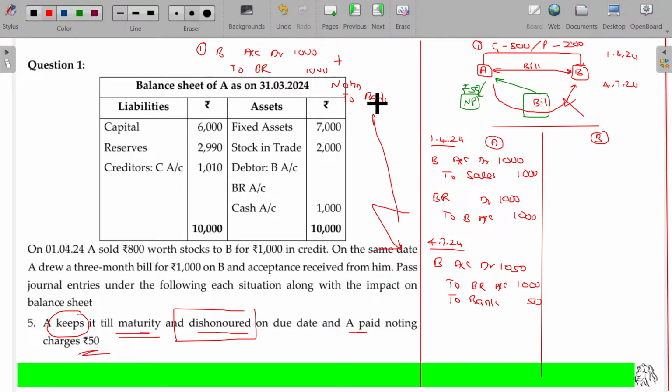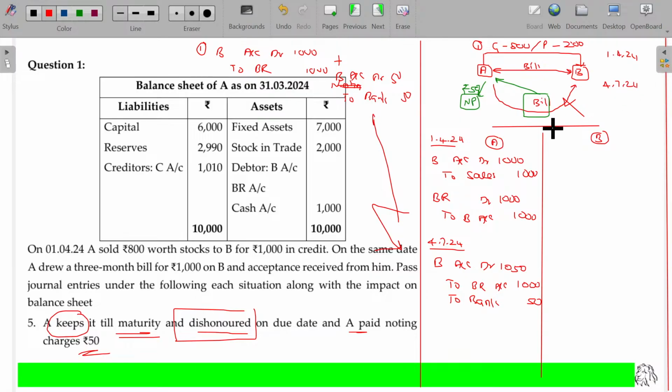But the charges are for whom? Not for me, because of your default. So I don't pay the noting charges. It's your responsibility to pay the noting charges. So I now debit B account here 50. So reversal as well as the penalty will also be recoverable from him. I paid to the notary public, but I am going to recover it only from you. Combined entry being B account debit, to BR account, to bank account. The bank account is nothing but noting charges. I paid, but I recovered it from B.